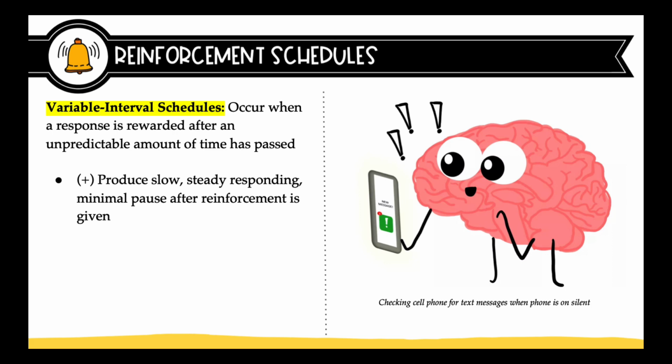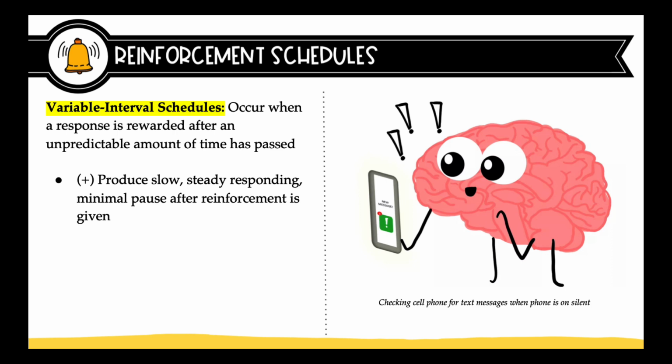It's important to note that this is an average, however. Sometimes the pigeon might be reinforced after 10 seconds. Sometimes it might have to wait 45 seconds. The key is that the timing is unpredictable. This is very resistant to extinction. The rate of response is moderate and steady. Very minimal pause after the reinforcement is given.